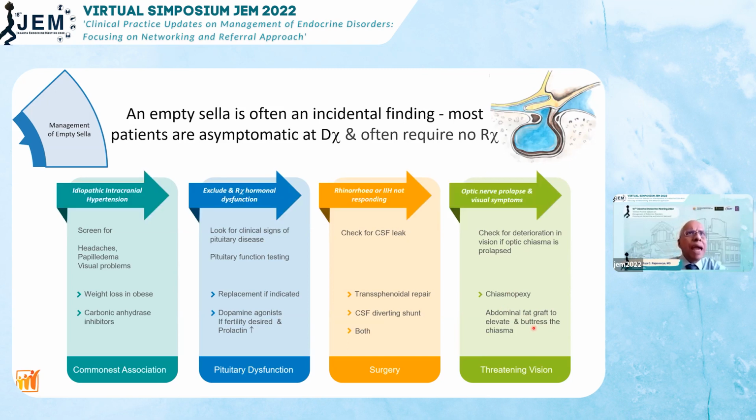Think of idiopathic intracranial hypertension. Exclude pituitary hormonal dysfunction. Ask for rhinorrhea. If it's not responding to any of the treatment in terms of symptoms, get our surgical colleagues for help.